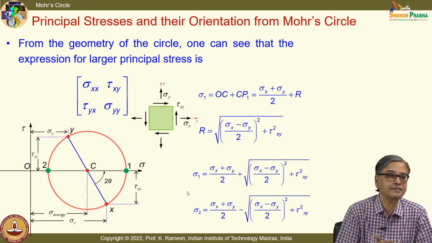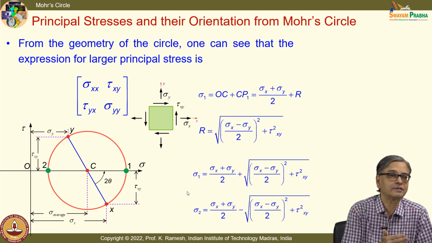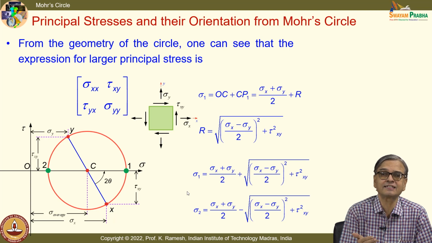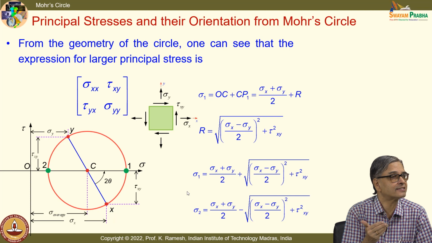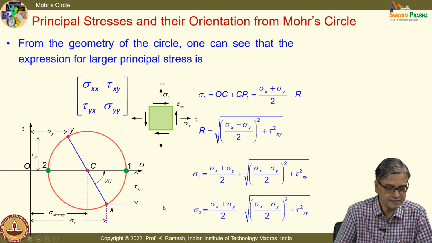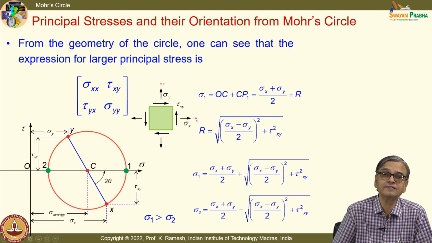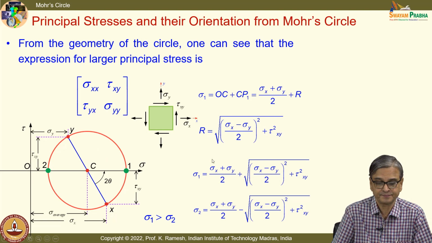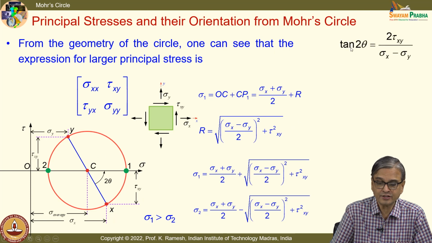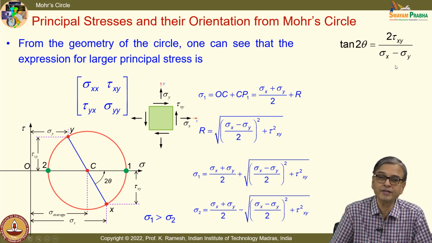Ideally what you do is, depending on the numbers, you will have to find out and arrange them, the algebraically largest as sigma 1, the algebraically smallest as sigma 2. So, this is a convention that is being used, and I also said you can find out from the graph the orientation of the principal stress, and that you have as tan 2 theta equal to 2 tau xy divided by sigma x minus sigma y.